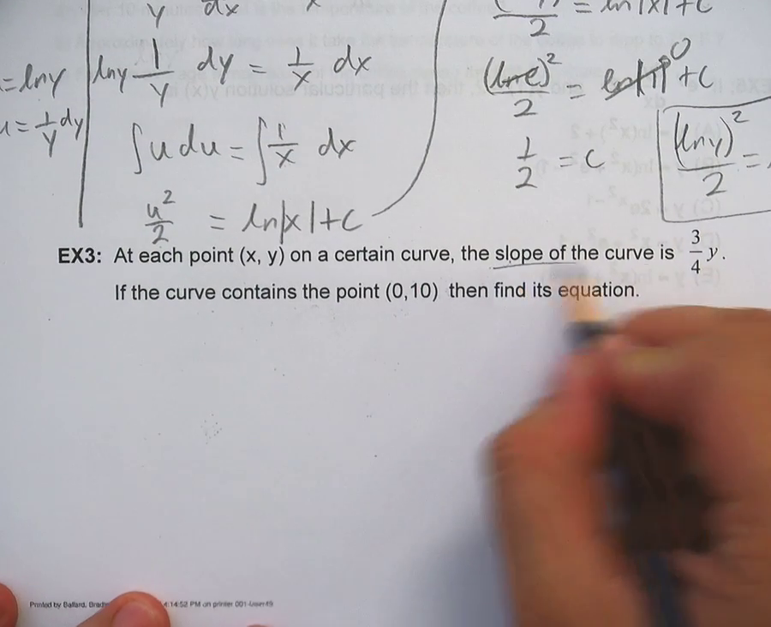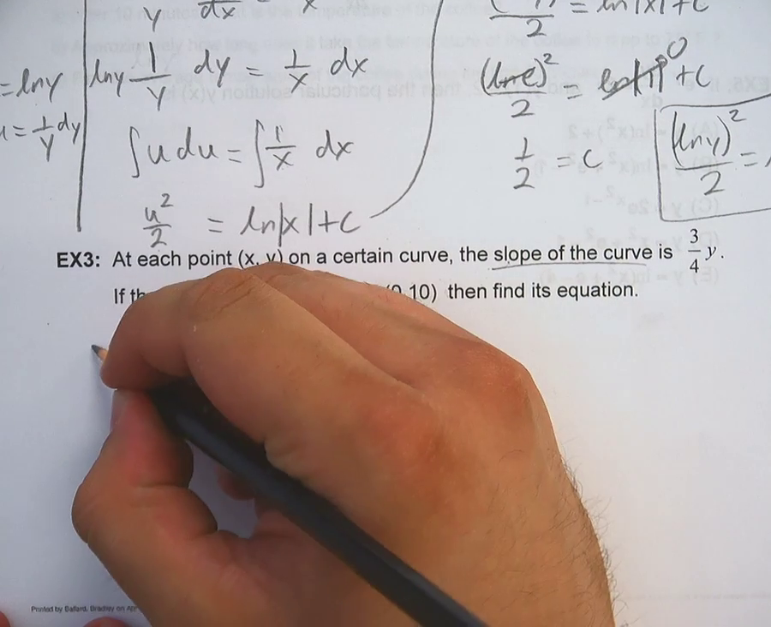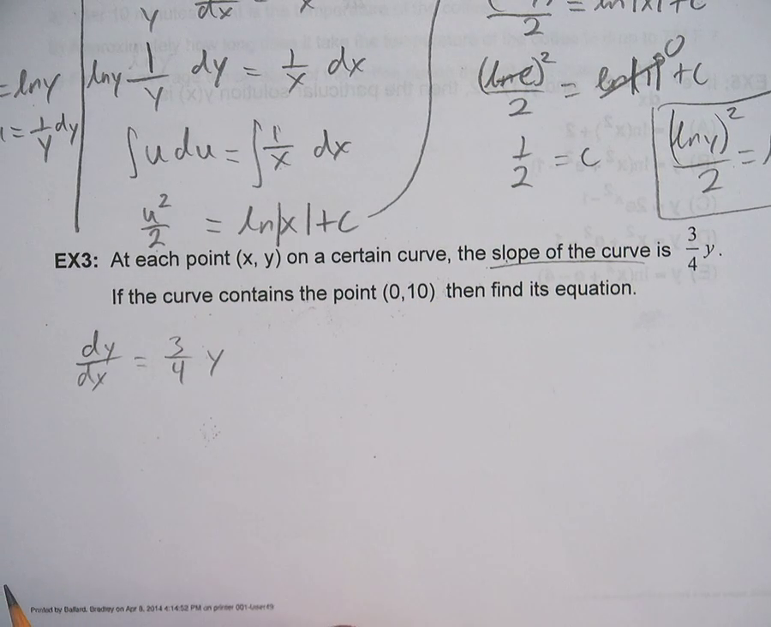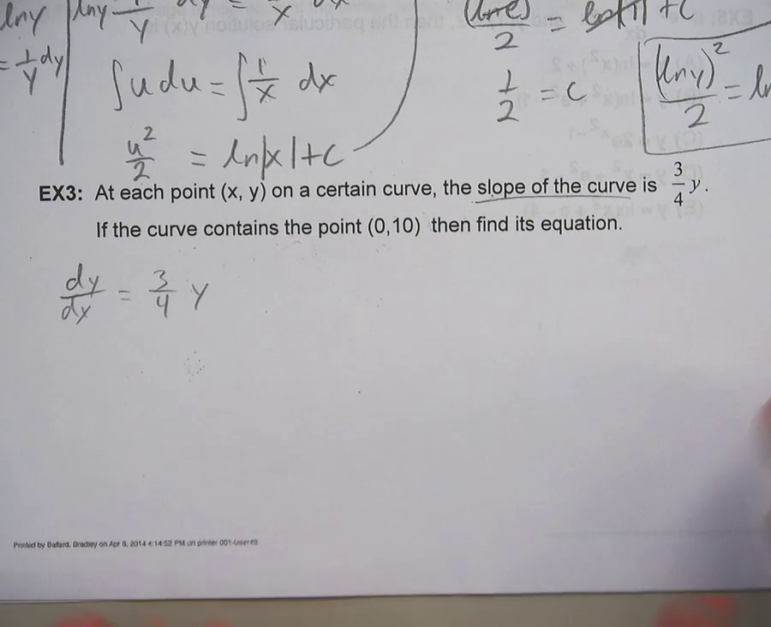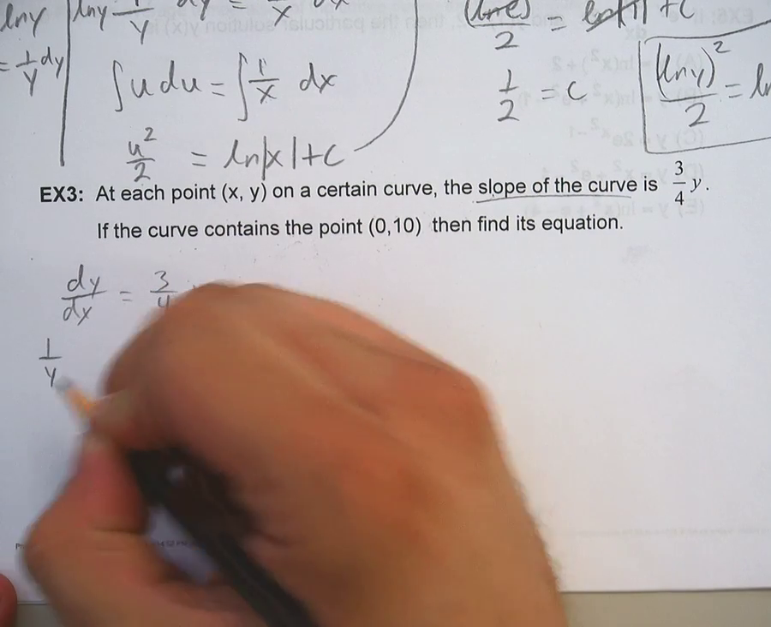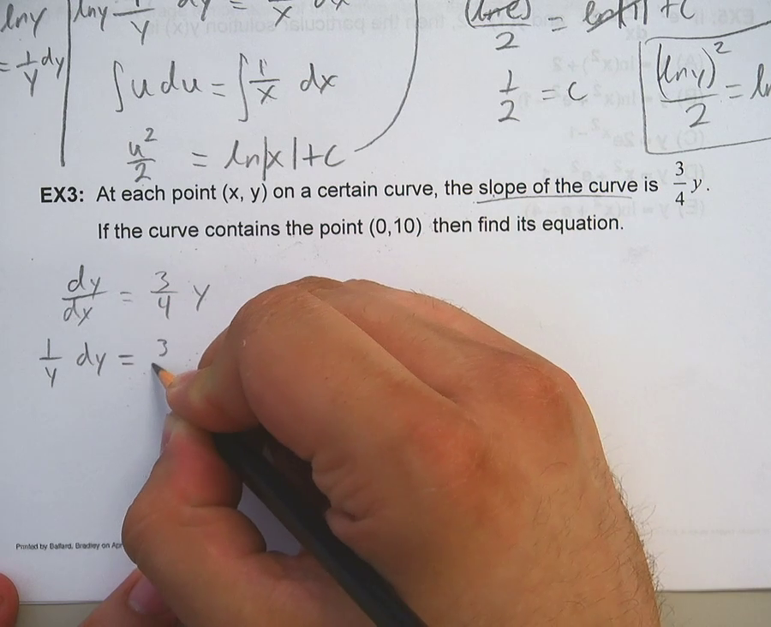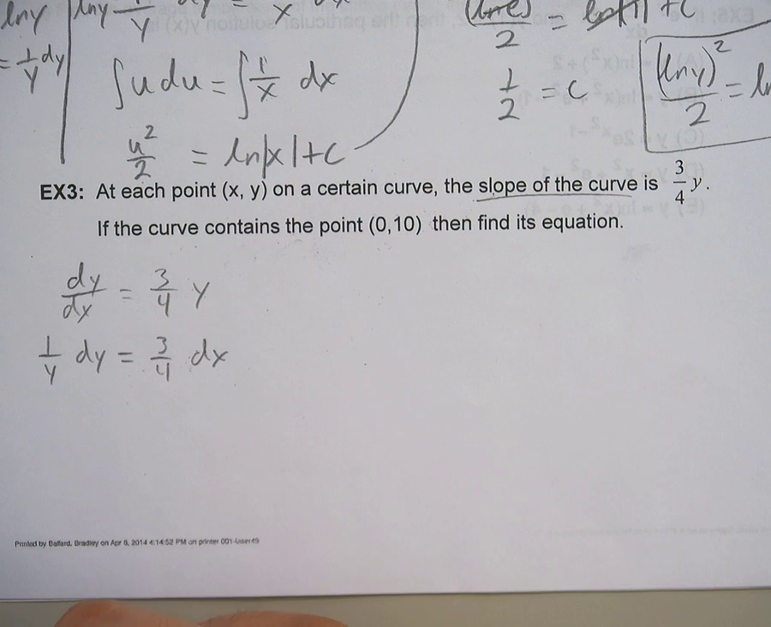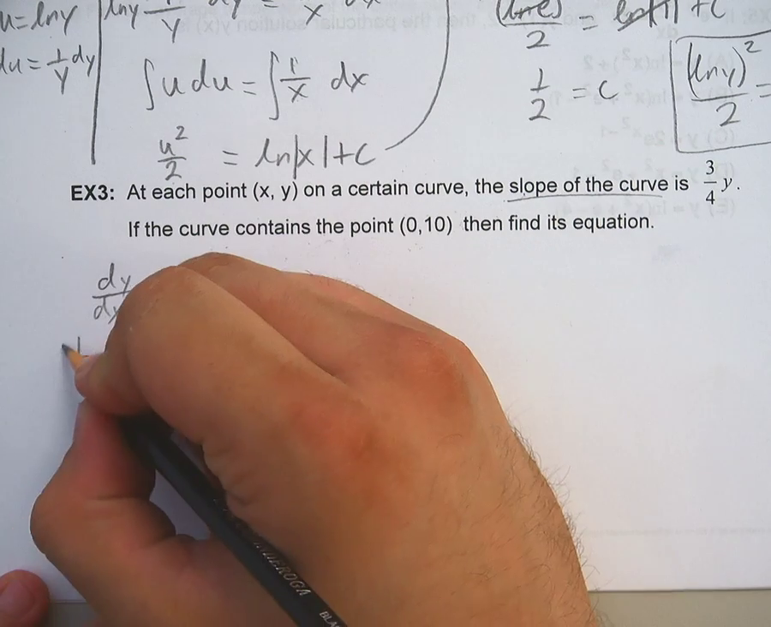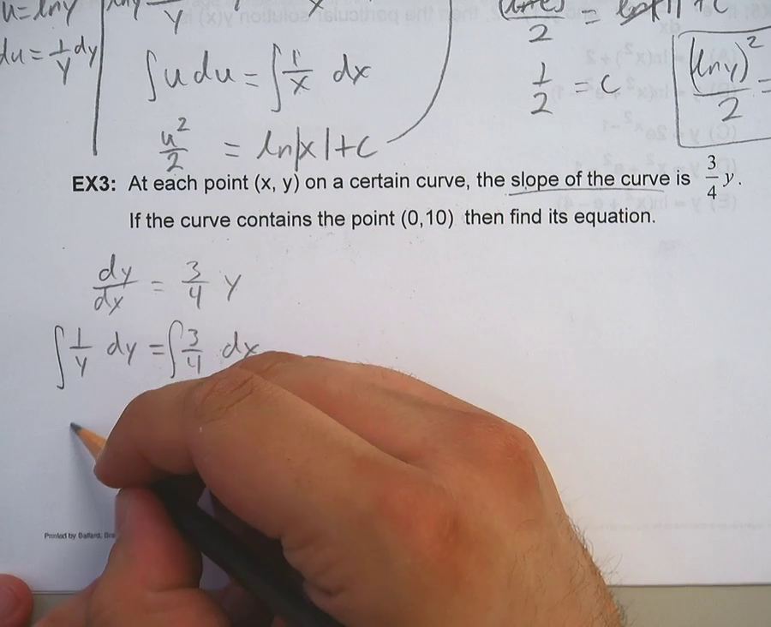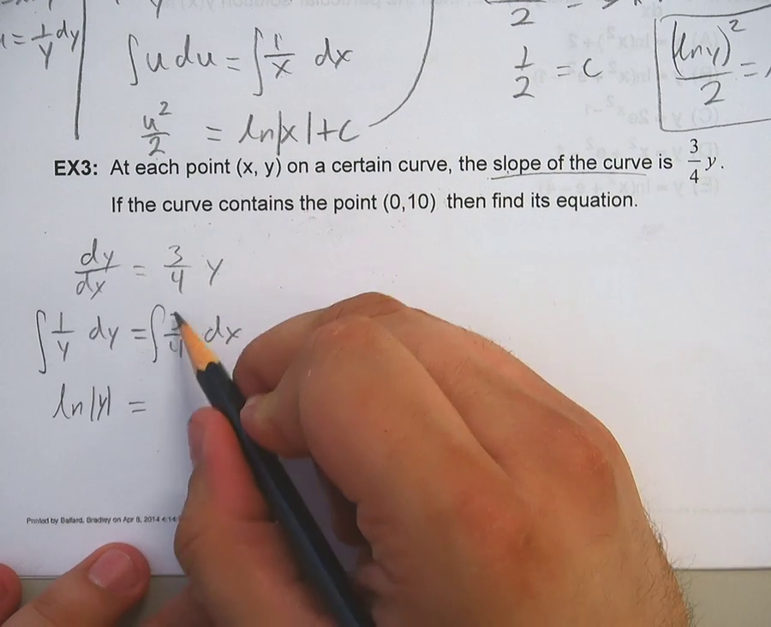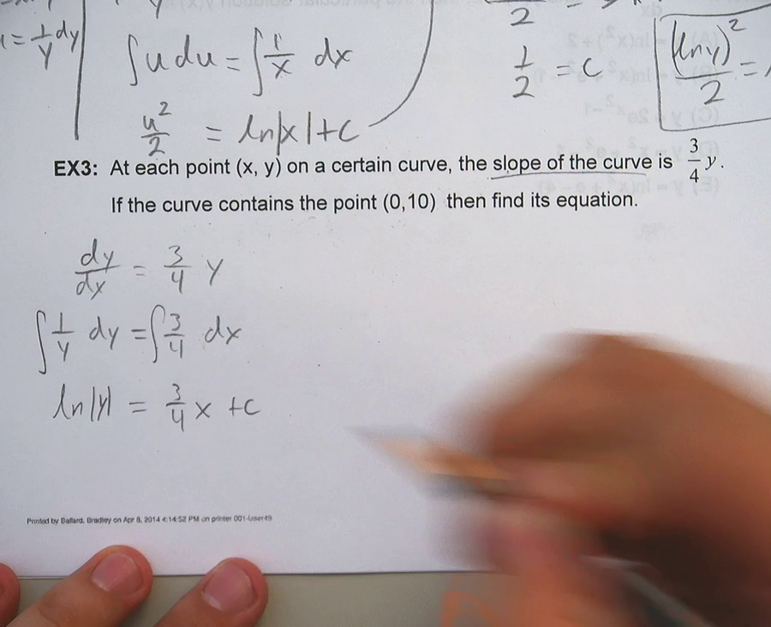Okay. The slope of the curve is 3/4 y. Well, what they just told me is dy/dx is 3/4 y. Bam. That's what the slope of the curve is. So I need to move my dx over here, move my y over here. Divide by y, and you get 1 over y dy is equal to 3/4 dx. Now, I like to write it like this, 1 over y dy, because I always know when I integrate 1 over y, I'm going to get a natural log. Absolute value of y is equal to, the integral of 3/4 is 3/4 x plus c.